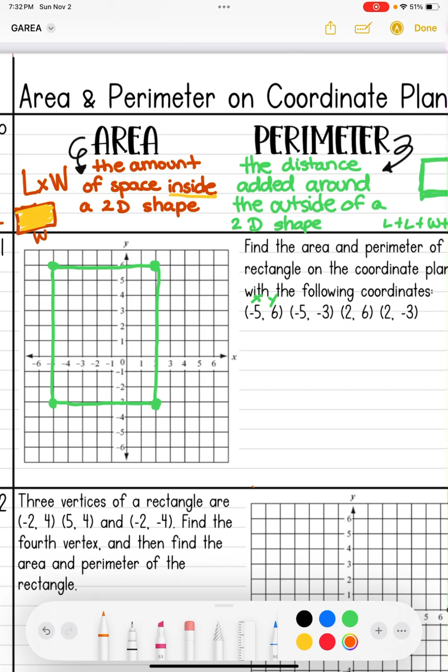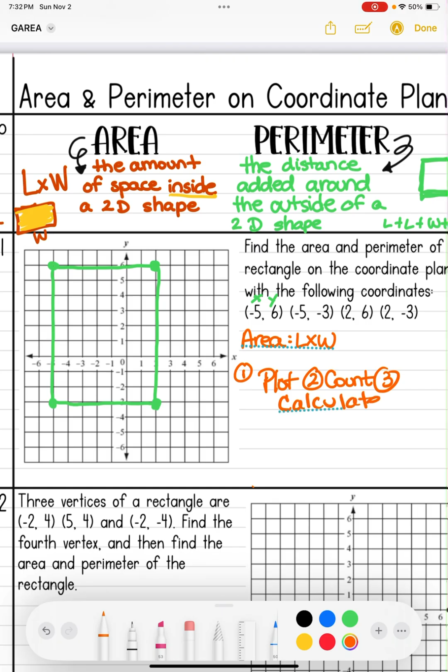Area we said earlier, area equals length times width. So I'll have to count all of my things. So we did these other steps that I meant to write. First step, we plot. That's what I did first. Then our next step we're going to do now is count. And our last step would be our calculation with our formula. Okay, so that's our steps.